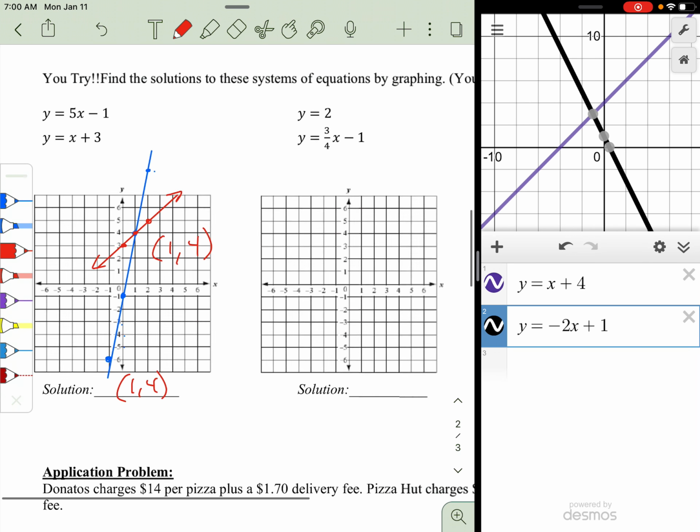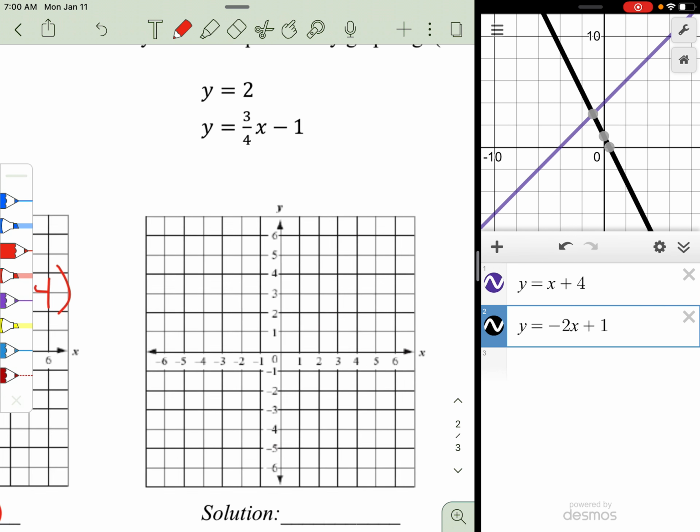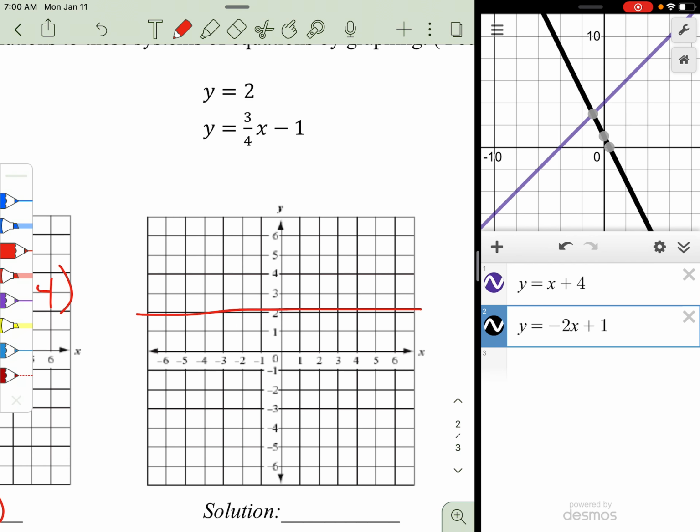And again, is it quicker to do it in Desmos? Perhaps. y equals 2 is going to be right there where the y equals 2 axis is. And then the second one starts at negative 1 and goes up 3, 1, 2, 3, over 4, 1, 2, 3, 4. So there's our second line. And you can see our solution here is at 4, 2.